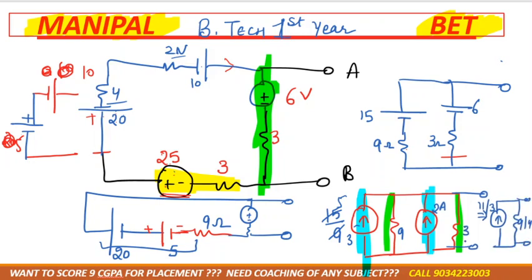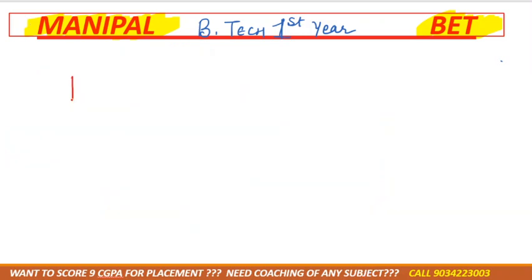Yes or no? Now this is a single current source with the resistance. Can we convert it into a voltage source?